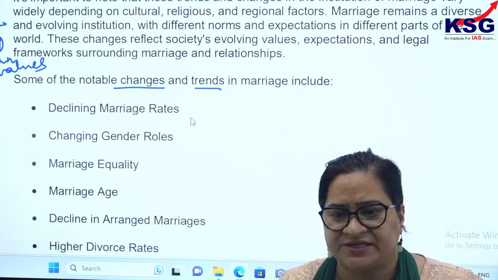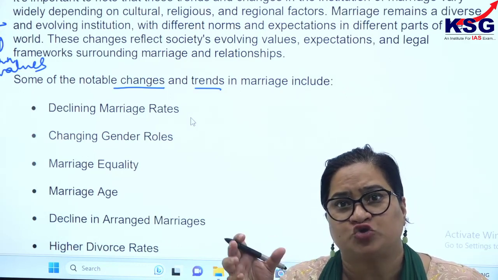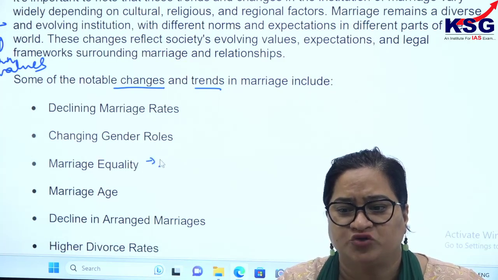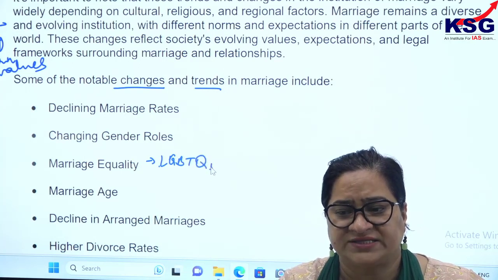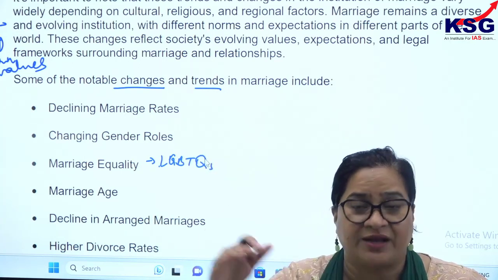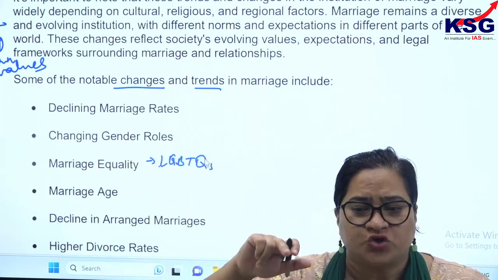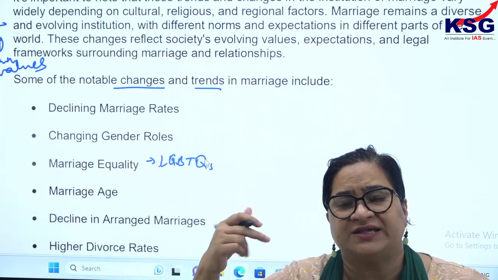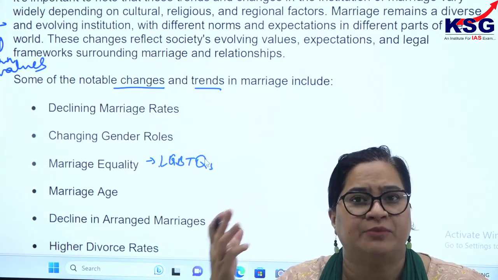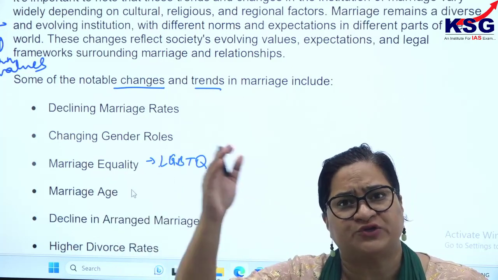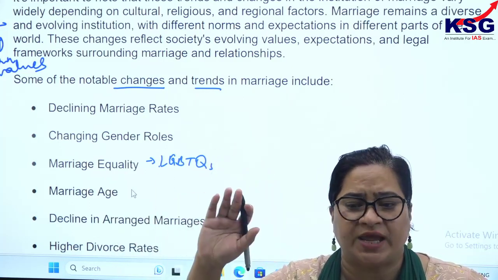We can also connect it with, let's say, in marriage also equality is coming. In marriage equality, what I imply to say is we can talk about the LGBTQ community contesting for their marriage getting legal recognition across the world. Okay, so we can see this marriage equality as a concept is also constantly emerging and negotiated. Marriageable age is getting pushed because of career, because of higher education, right?